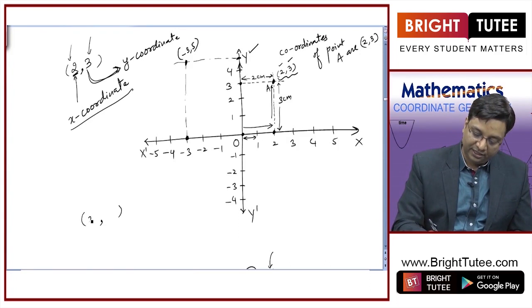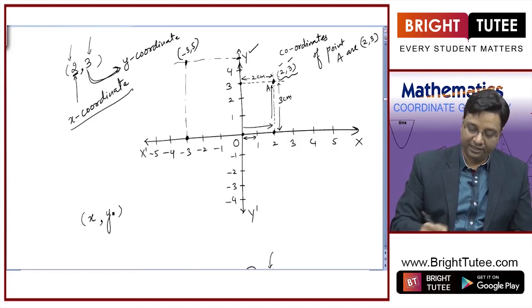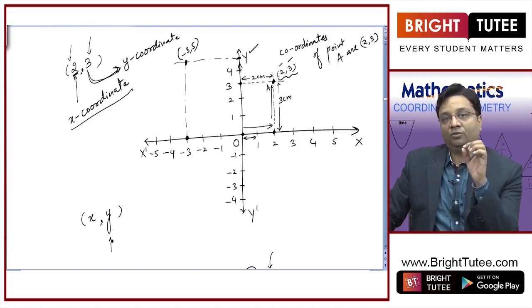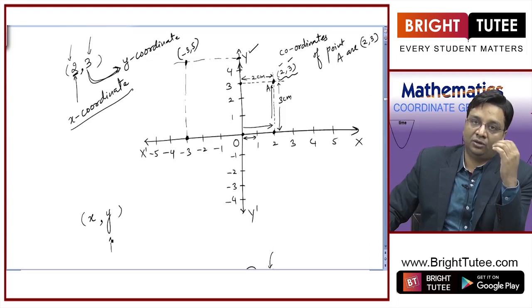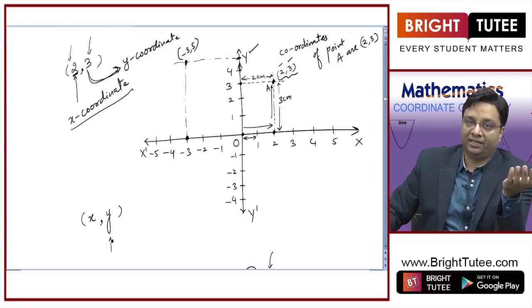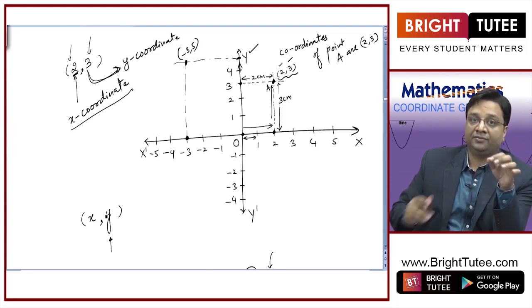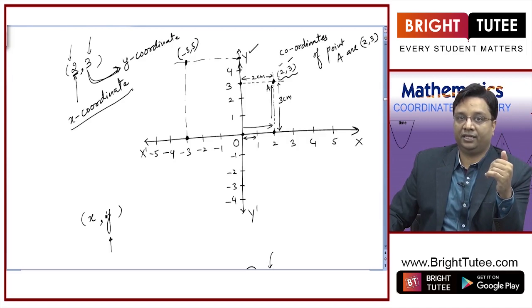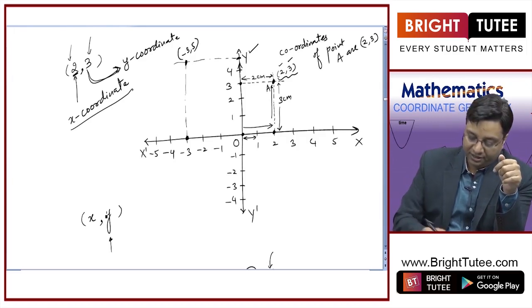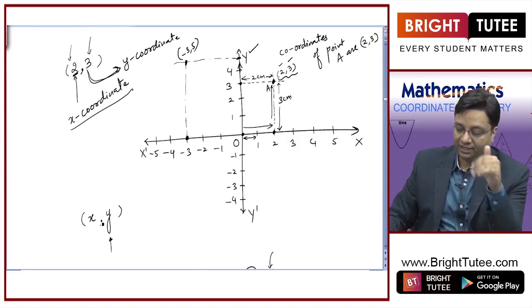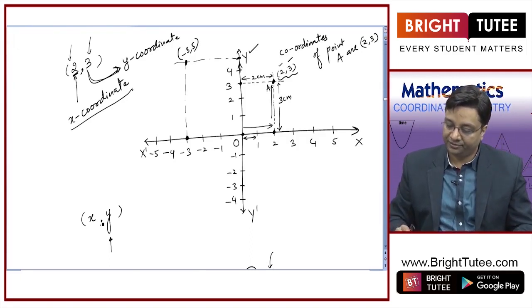The first coordinate, let us write it as small x. And the second coordinate, if I write it as small y, will tell me how many units I have to go in the y direction. And depending on its sign, I need to decide whether to go in the positive y direction or the negative y direction, right? If the sign is positive, then positive y direction. If the sign is negative, then negative y direction.